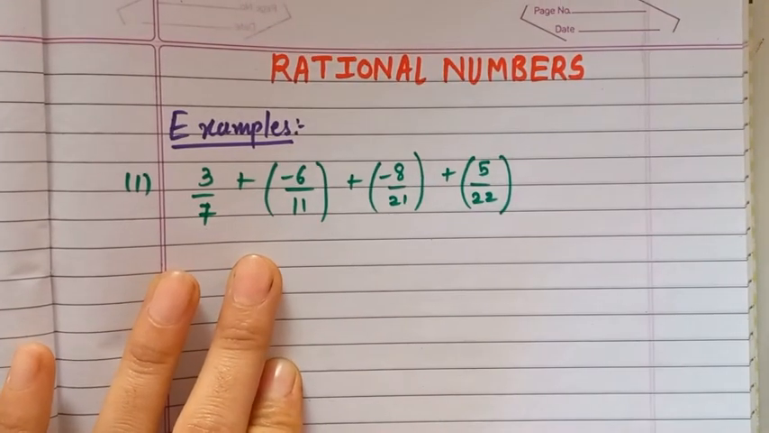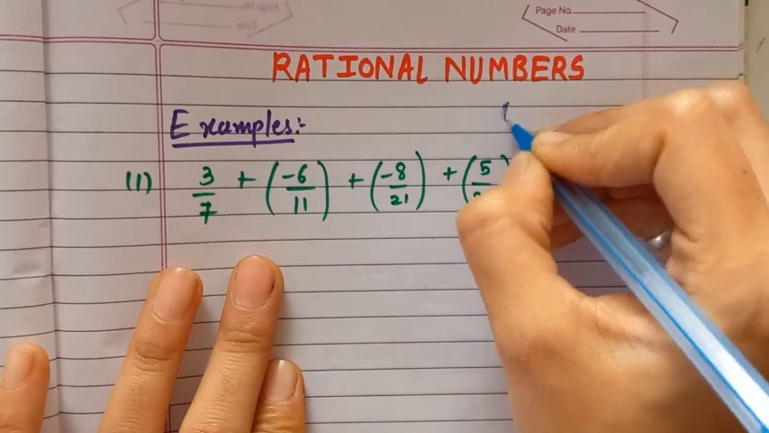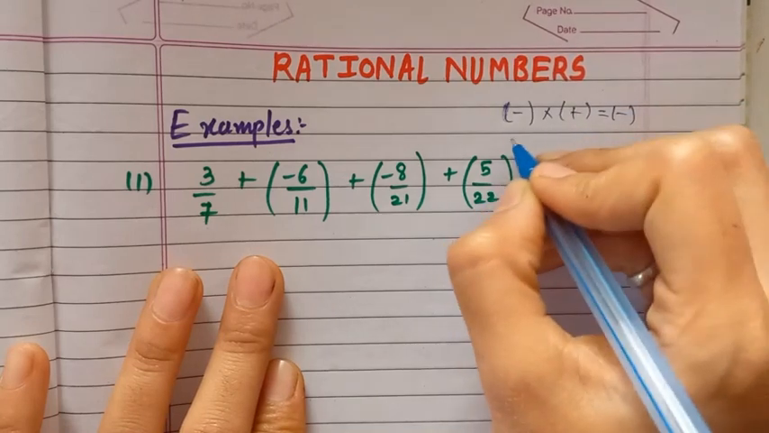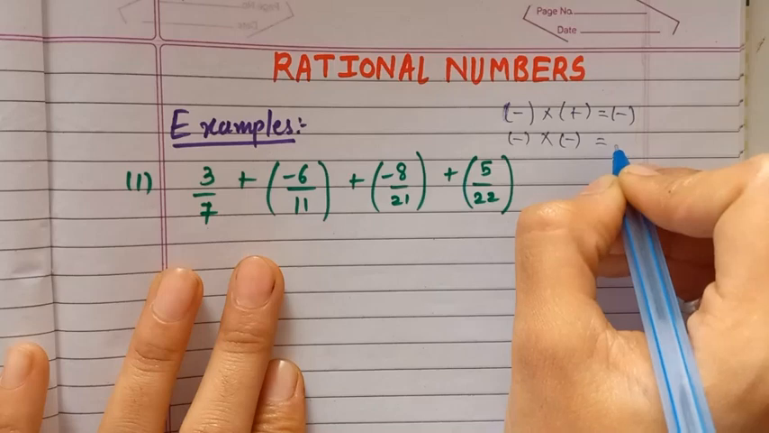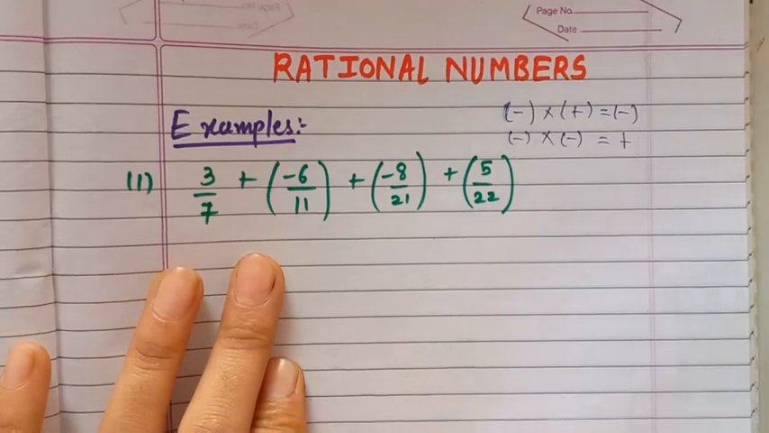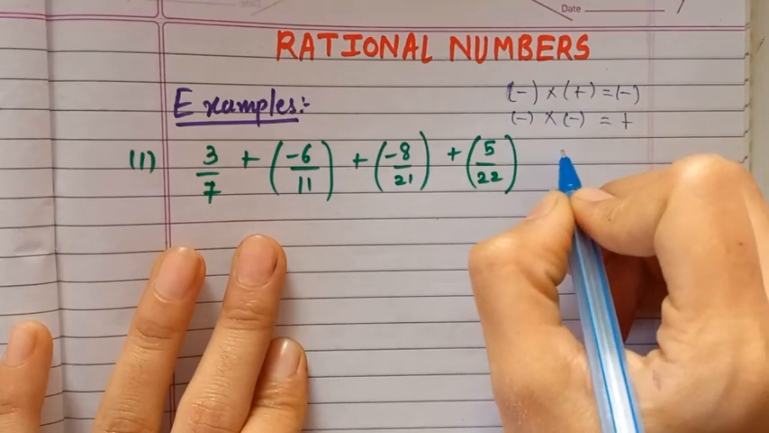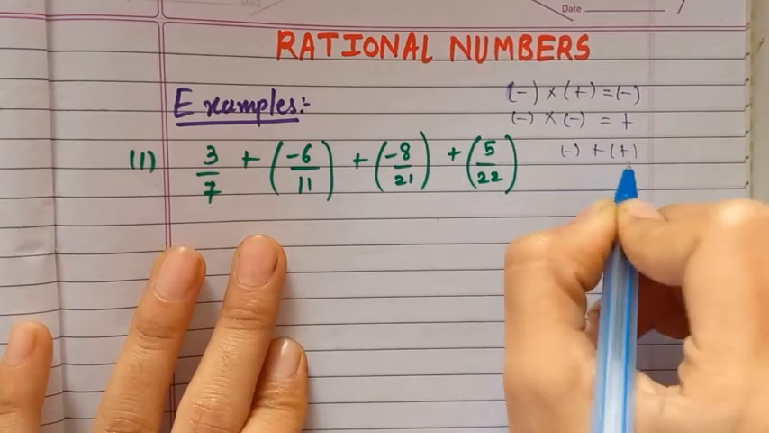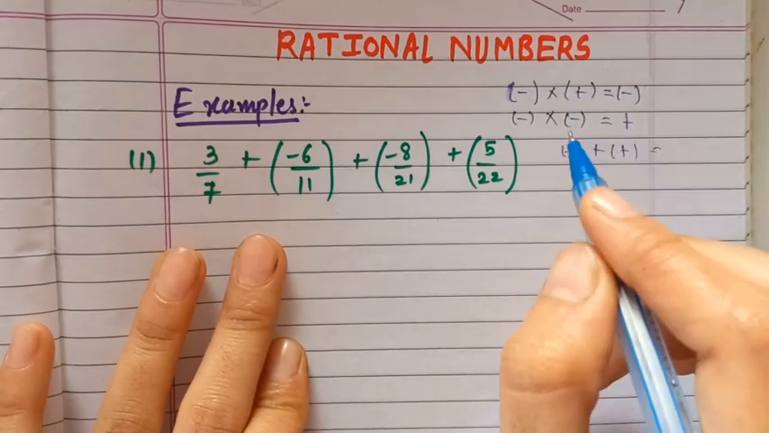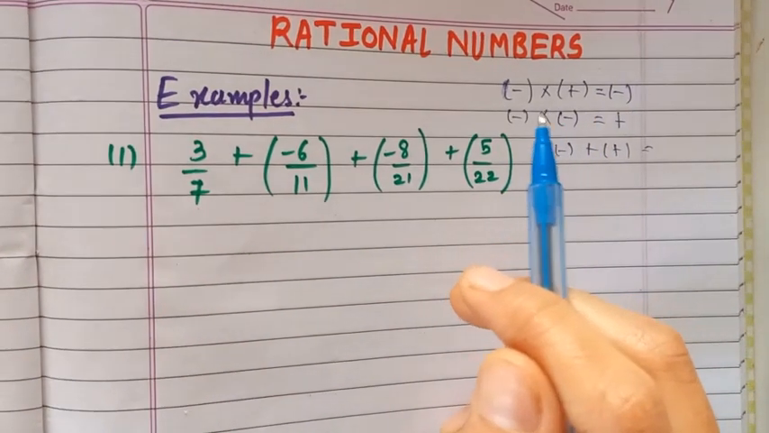If we multiply one negative and one positive, then our answer will be negative. If we multiply two negative numbers, then it is positive. And in addition, if we have one positive, one negative, then we do subtraction. We subtract the smaller digit from the bigger digit. And if our bigger digit has a negative sign, then our answer will be negative.